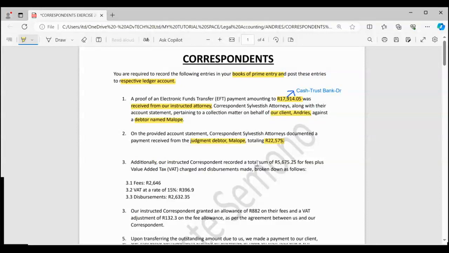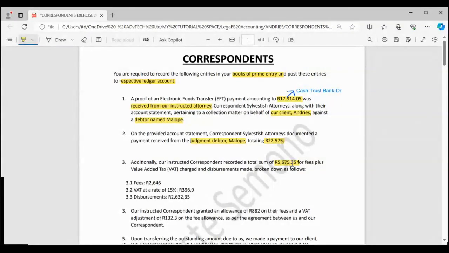Additionally, our correspondent recorded a total of 5,675, together with VAT and the disbursement. In other words, all these figures added together will give you 5,675. This 5,675 will be deducted from the amount that we collected, because it is the responsibility of our client to pay these costs. So when we record, you will realize that the 22,575 will be reduced by 5,675.